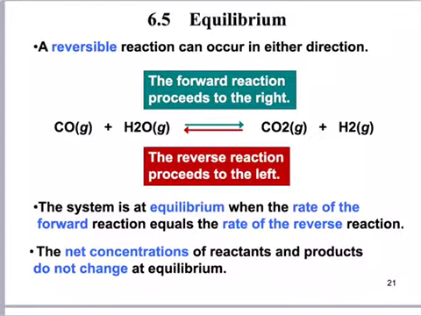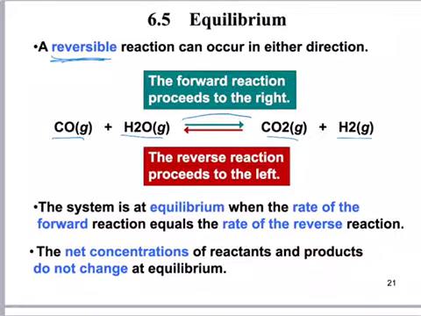There's a lot of cool and interesting stuff that happens, but let's just talk basics. So, equilibria. Most reactions are reversible. It's a dirty little secret. In other words, they can occur in either direction. So, carbon monoxide reacting with water to form carbon dioxide and hydrogen is an equilibrium process.